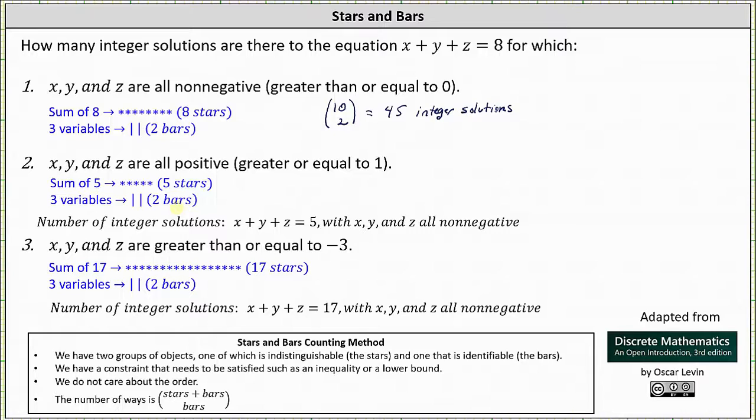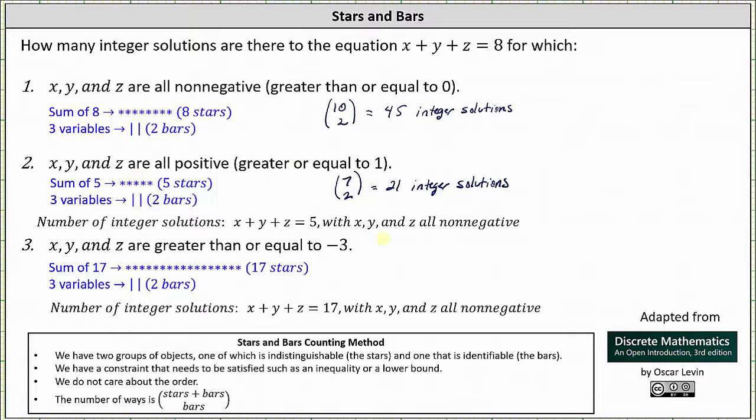Or the number of ways we can form strings of length 7 with 5 stars and 2 bars is 7 choose 2. There are 7 choose 2, or 21 integer solutions to x plus y plus z equals 8 when x, y, and z are all positive, meaning greater than or equal to 1.